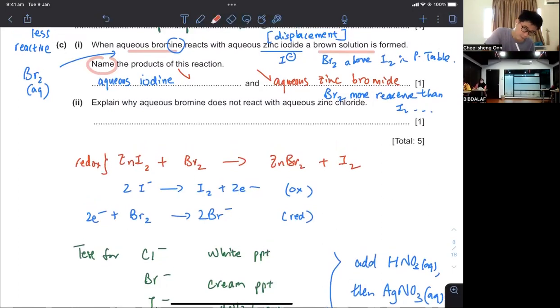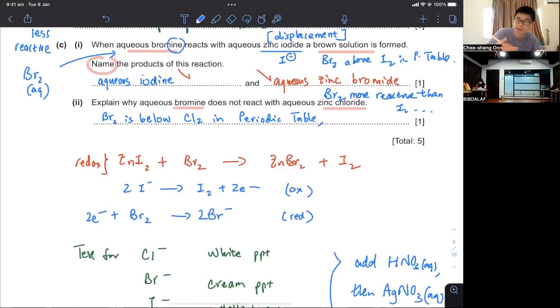Now, this one, why Br2 does not react with chloride? Well, for the same reason. Br2 is below chlorine in the periodic table. And if you are below chlorine in the periodic table, Br2 is less reactive than chlorine. If you are less reactive than chlorine, you cannot oxidize the chloride to chlorine because you are a weaker oxidizing agent since you are less reactive. Okay, hopefully that makes sense. Yeah, all good, everyone?